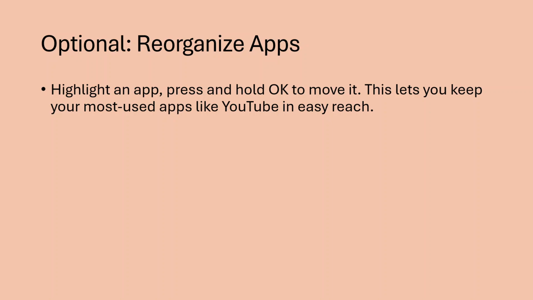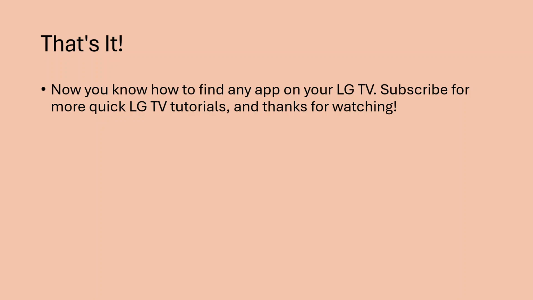Optional: Reorganize apps. Highlight an app, press and hold OK to move it. This lets you keep your most used apps like YouTube in easy reach. And that's it. That's how you find any app on your LG TV.